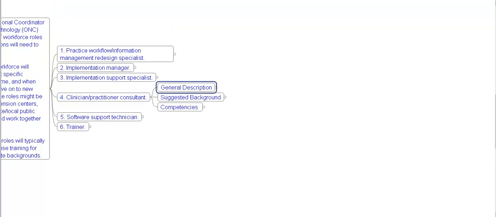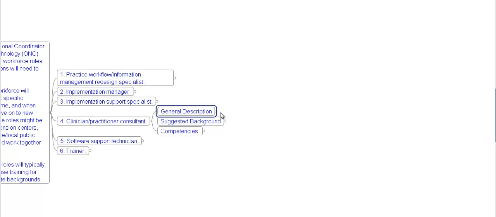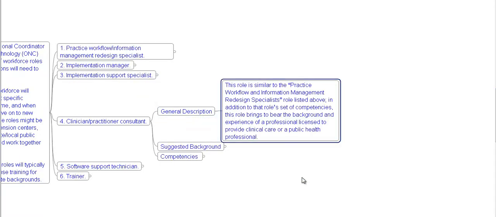Okay, we'll see general description. This role is similar to the practice workflow information management redesign specialist role listed above. In addition to that role's set of competencies, this role brings to bear the background and experience of professional licensed to provide clinical care or public health professionals.